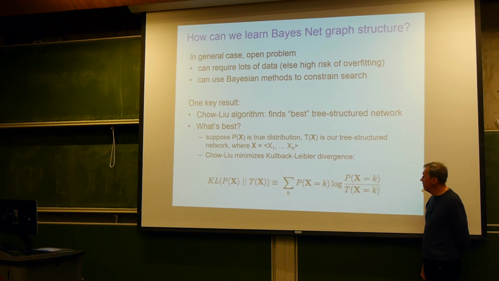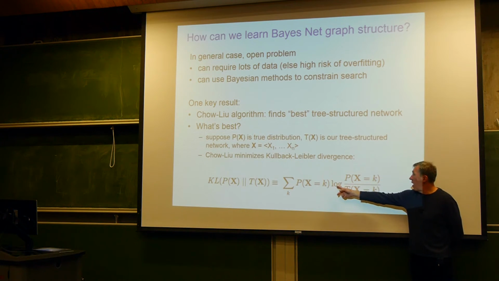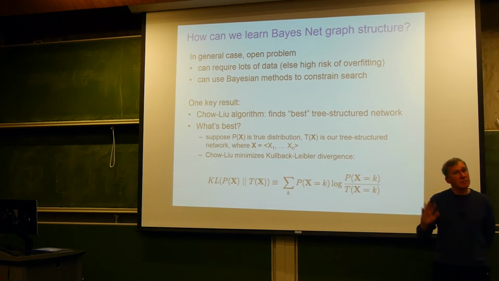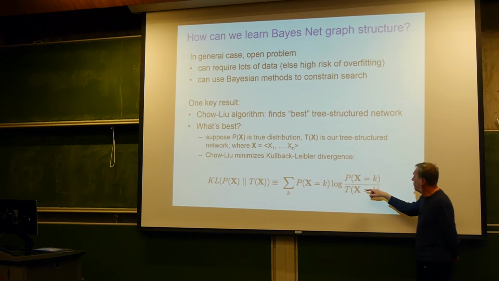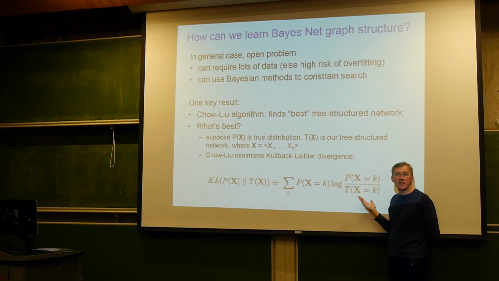Okay. So what to notice about this definition? Suppose P equals T, then this ratio will be 1. The log of 1 will be 0. And so the KL divergence equals 0. That's good. The more different P and T are, the further from 0 this is going to get.